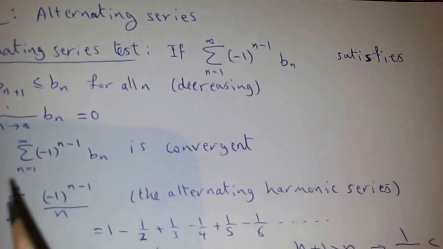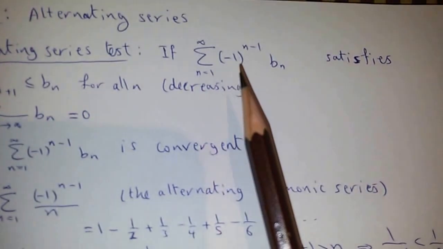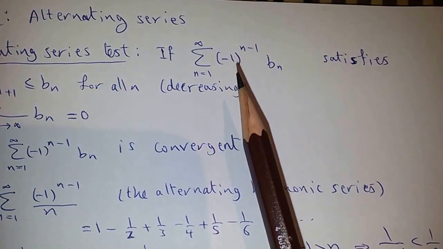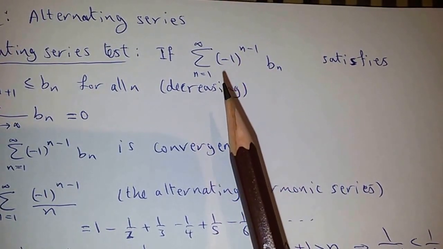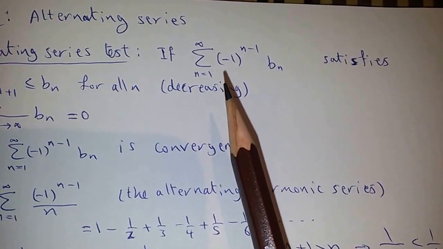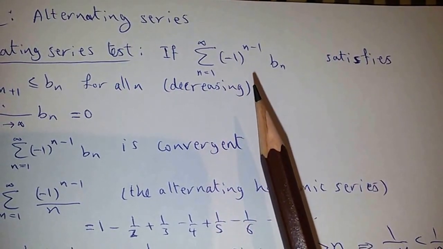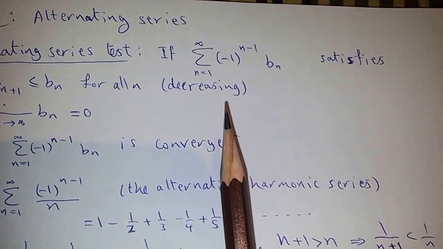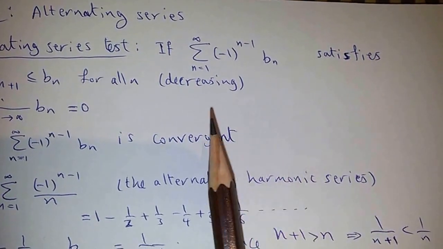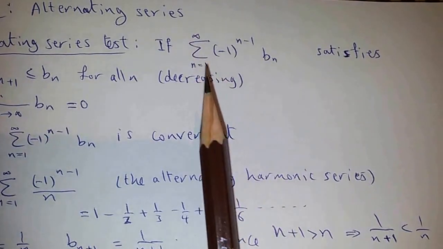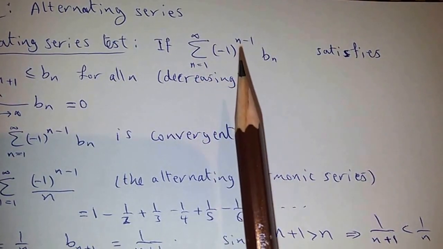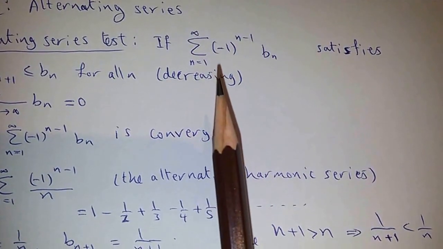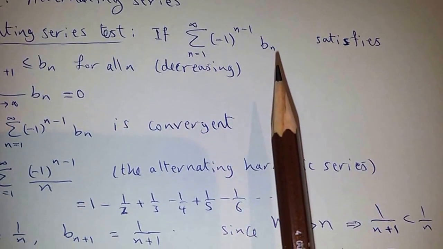By alternating series we mean series with this term (-1) to the power n minus 1. So the first term would be positive, the second term would be negative, positive, negative, and so on. Or the first term could be negative, positive, negative. So it will always have this term (-1) to the power n minus 1, from 1 to infinity, times bn.